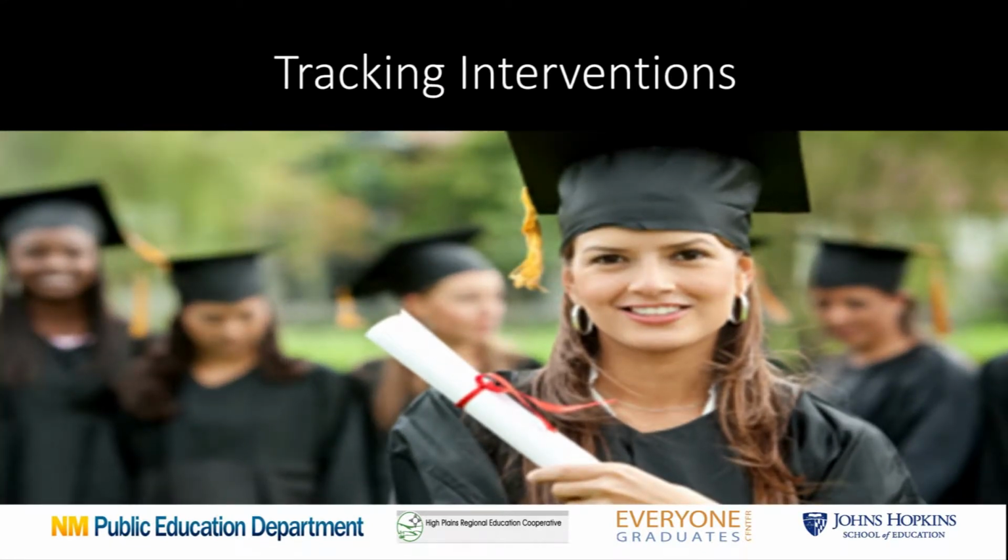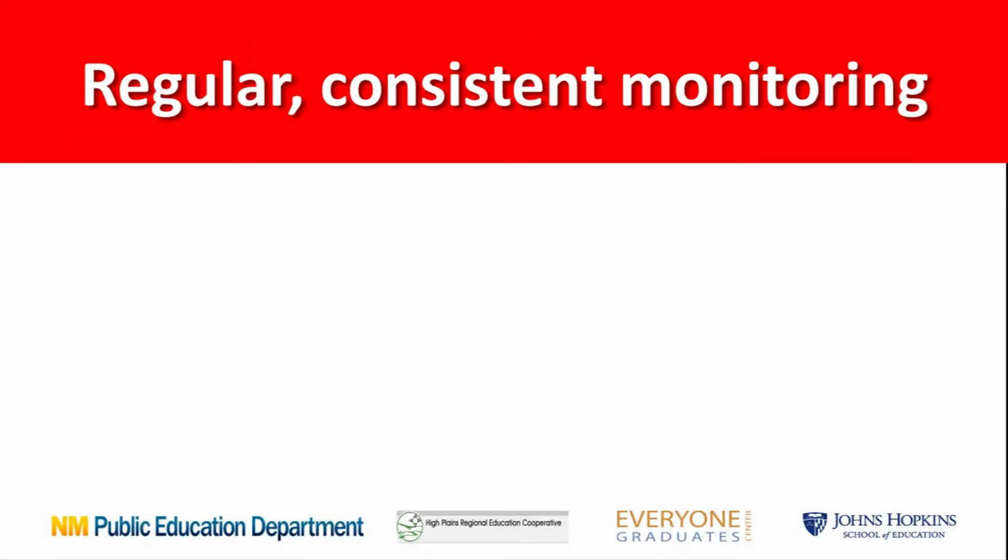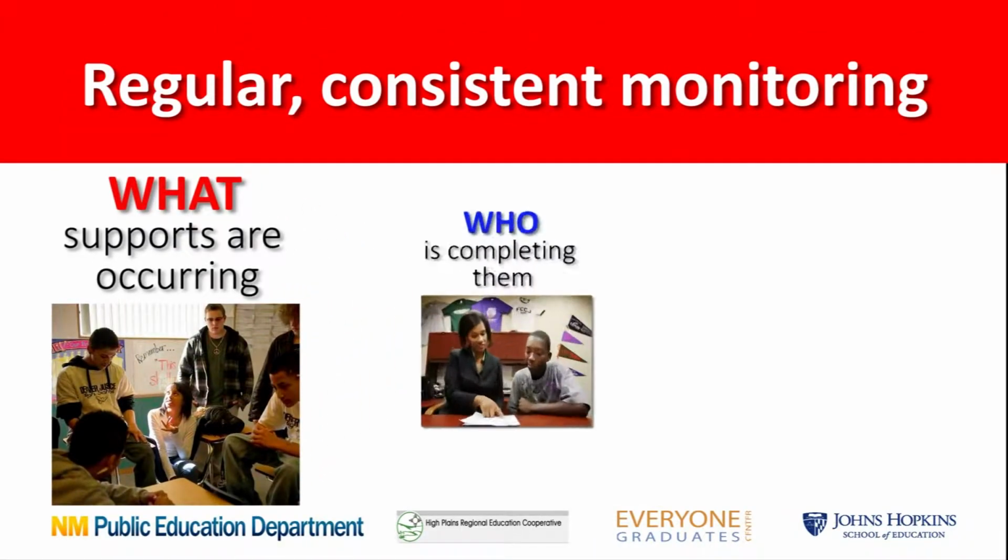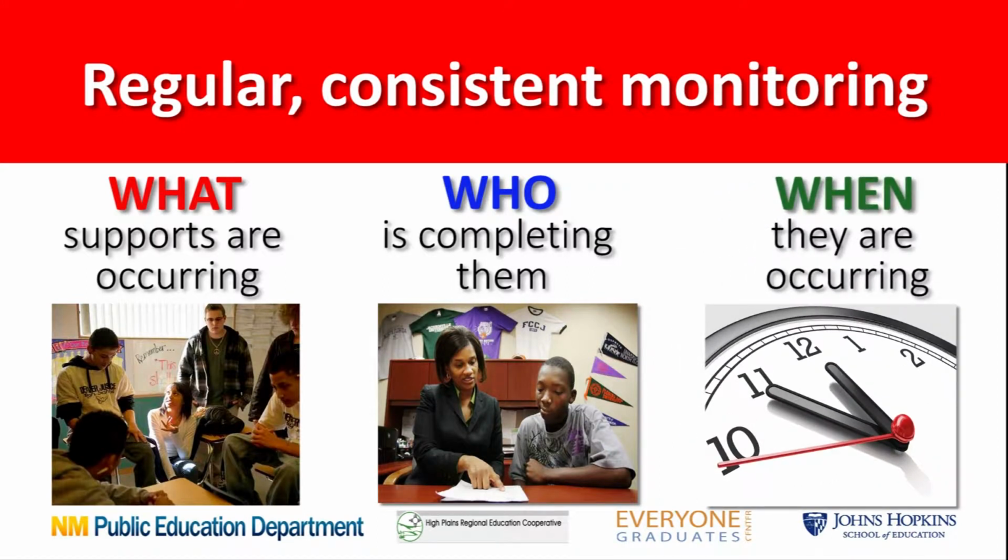The initial process for intervention analysis to be effective is to ensure that your team has regular, consistent ways to monitor what supports are occurring, who is completing them, and when they are occurring. We recommend examining each of these 3 methods.